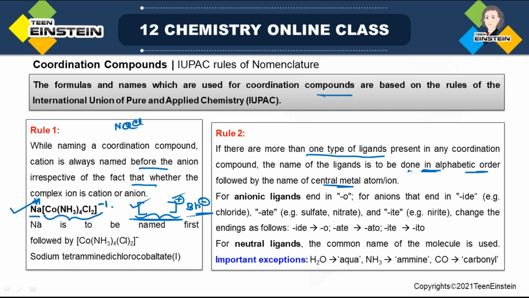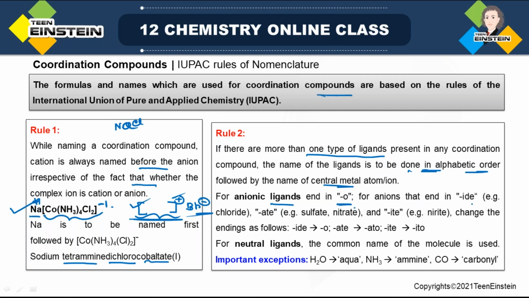So first, the names of the ligands are mentioned, two types of ligand, and then the metal name is used. Now if the ligands are anionic in nature, for example chloride, fluoride, bromide, cyano, they will always end with O. And it is not the end here. See, anionic ligands end in O.